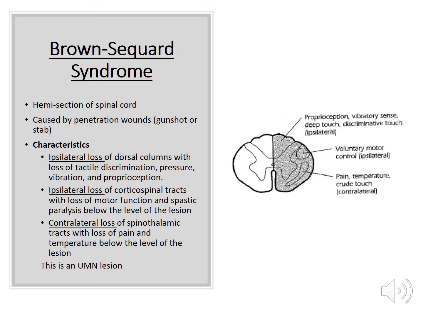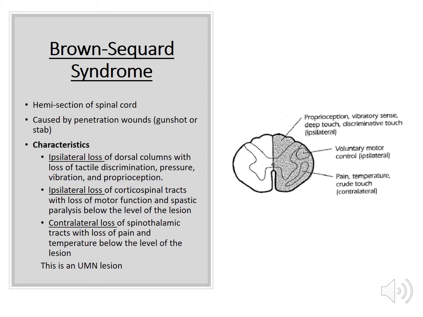So Brown-Séquard syndrome is an upper motor neuron lesion that is caused by penetration wounds, post gunshot or stab wounds. The characteristics of this are going to be ipsilateral loss of the dorsal columns with loss of tactile discrimination, pressure, vibration, and proprioception. There's going to be ipsilateral loss of corticospinal tracts with loss of motor function and spastic paralysis below the level of the lesion.